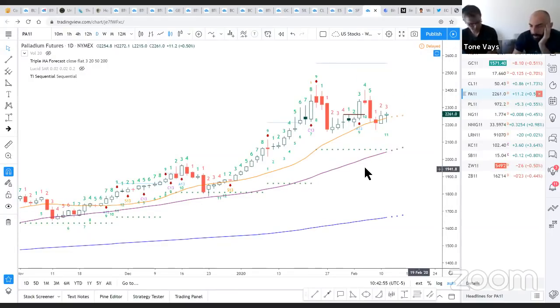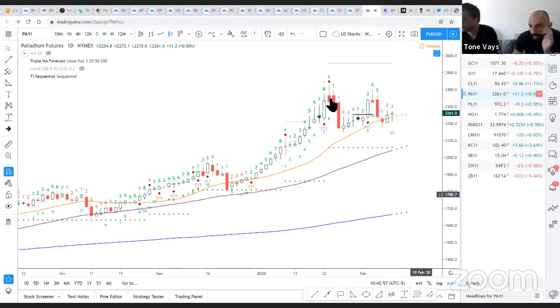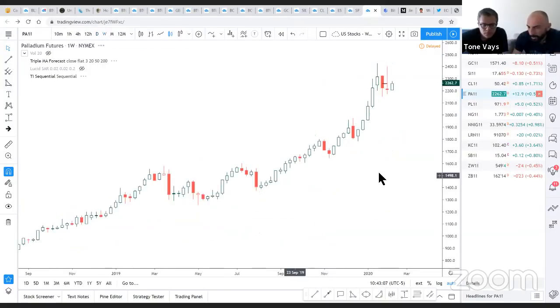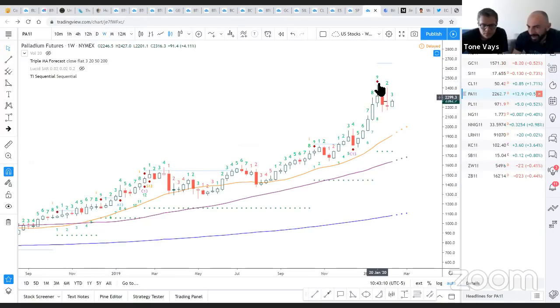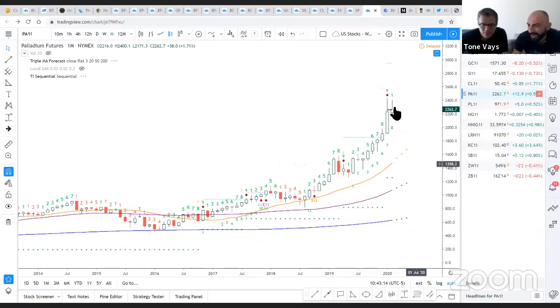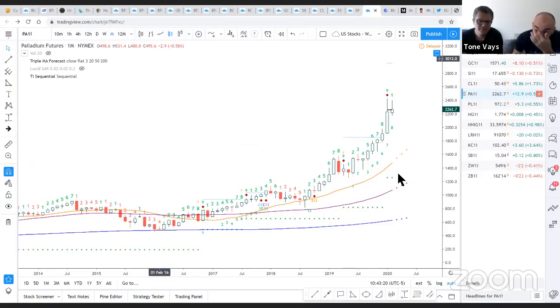So here, palladium. Here's a daily 9. Check this out, I like this one. There's a daily 9 on palladium marking the top. Let's go to the weekly chart on palladium. There's the 9 on the weekly marking the top. And if I go to the monthly, there's a 9 on the monthly, palladium marking the top. So this is the kind of trade you wait for all year.